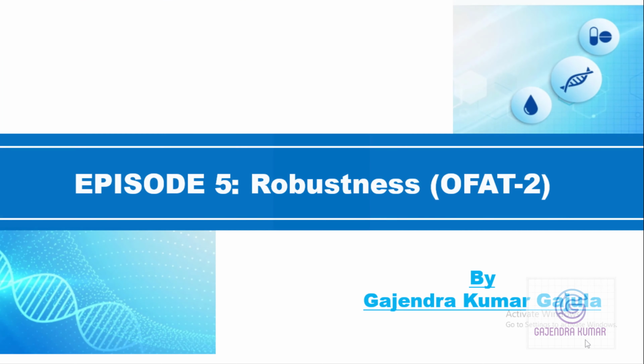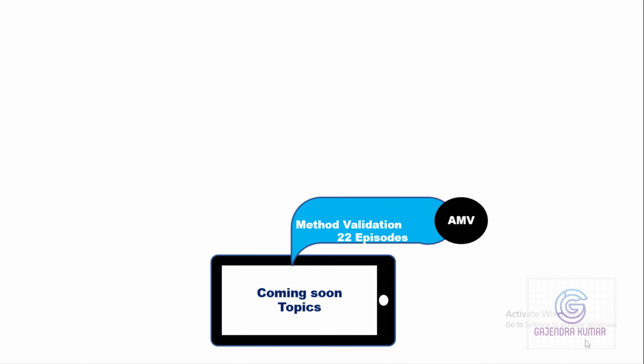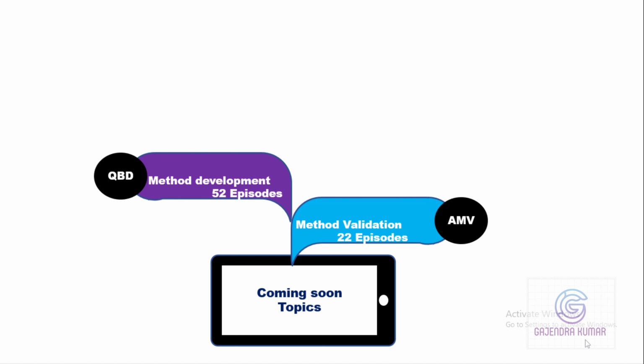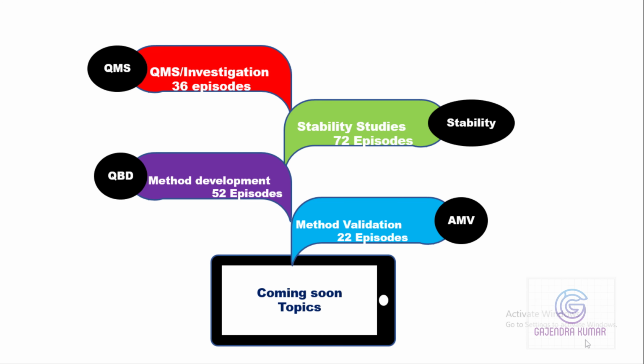In our next episode, we will discuss robustness by using the OFAT approach, followed by robustness by DOE. As I explained in my previous videos, very interesting content is coming on this channel. There is a series of videos on method validation and there will be 52 episodes on method development using QbD principles, and 72 interesting episodes on stability studies, followed by the very interesting topic of QMS investigations.